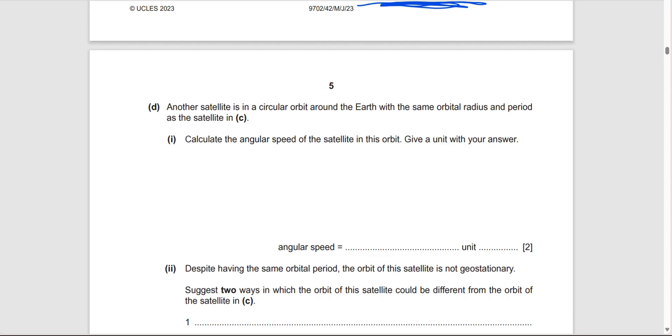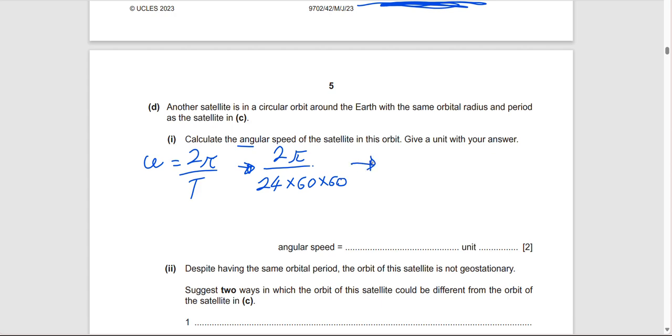Alright, so we know the formula for angular speed, everyone knows that omega is equal to 2 pi over T, right? So this means omega is 2 pi, like that, over T. And we know that the period is the 24 hours, since it is the same period as in C. Then we just divide by that. But then we have to convert 24 hours to seconds. So it's 24 multiplied by 60, that turns it to minutes. Then multiply by another 60, that turns it to seconds.